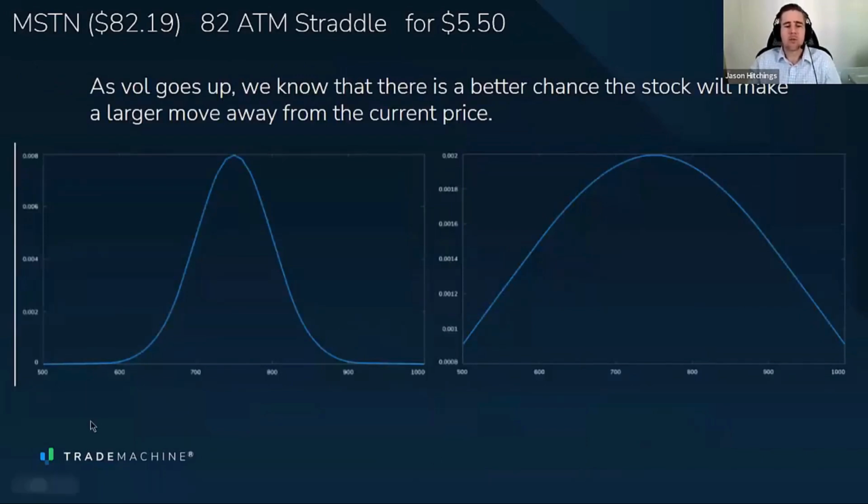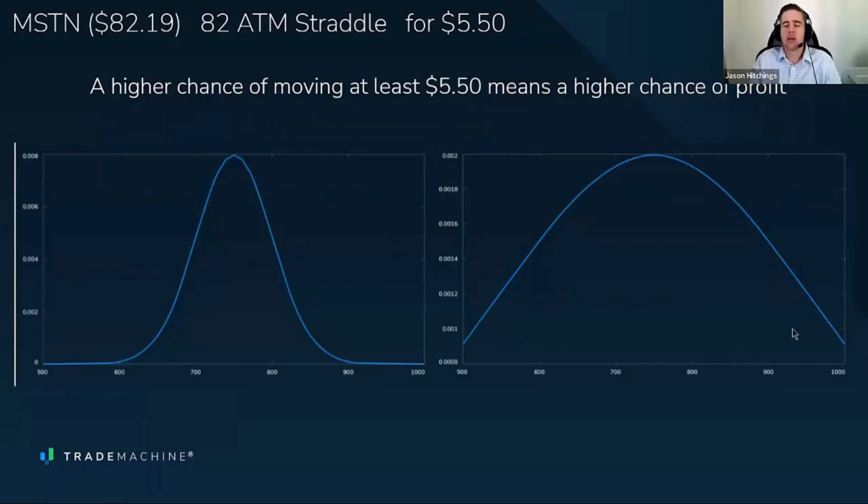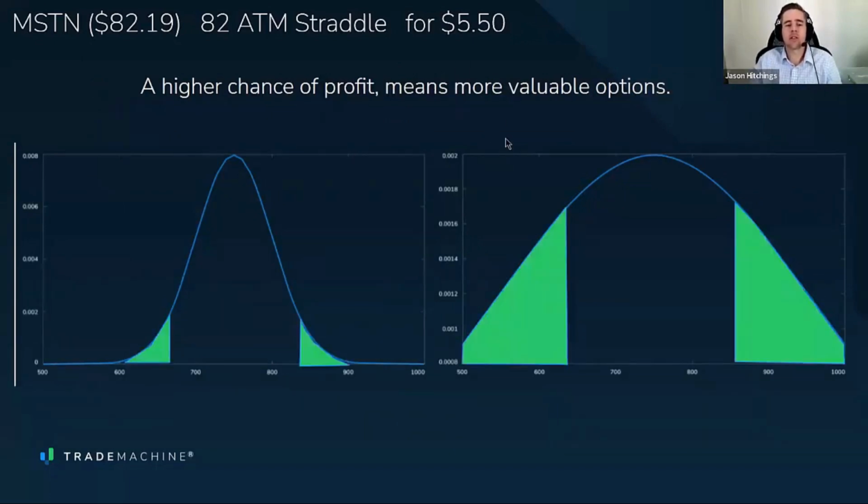So before we looked at some distributions, and we said, okay, if there's some theoretical stock, and that's the trading price of the stock, well, when the volatility assumption is low, then the stock is expected to stay in a closer range. And when the expected volatility is high, then the market's expecting a wider range of movement. If you need the stock to move $5.50, then a wider range of movement means more chances to make profit, because there's more chances that the stock's going to move at least $5.50.